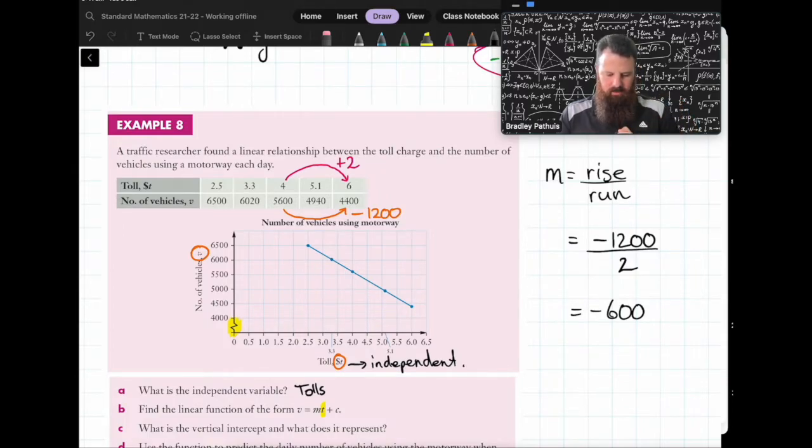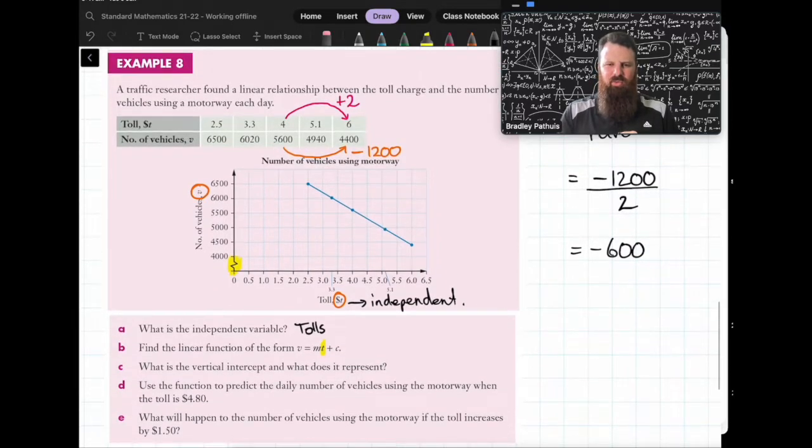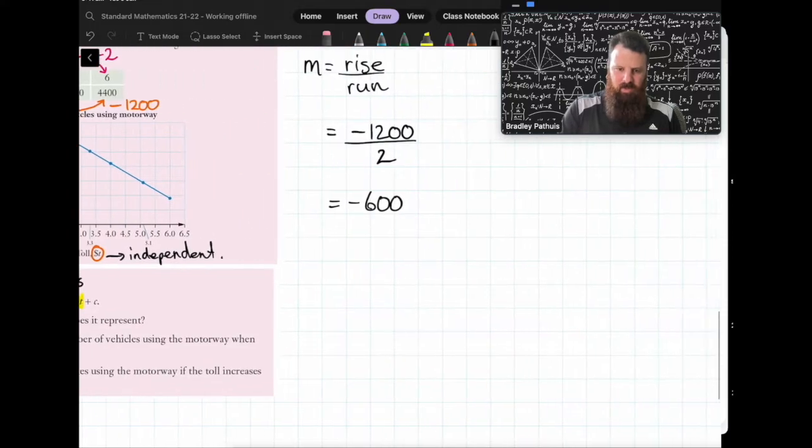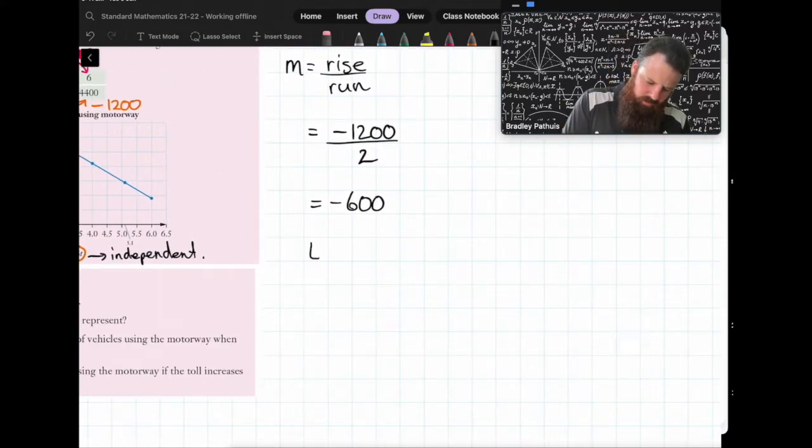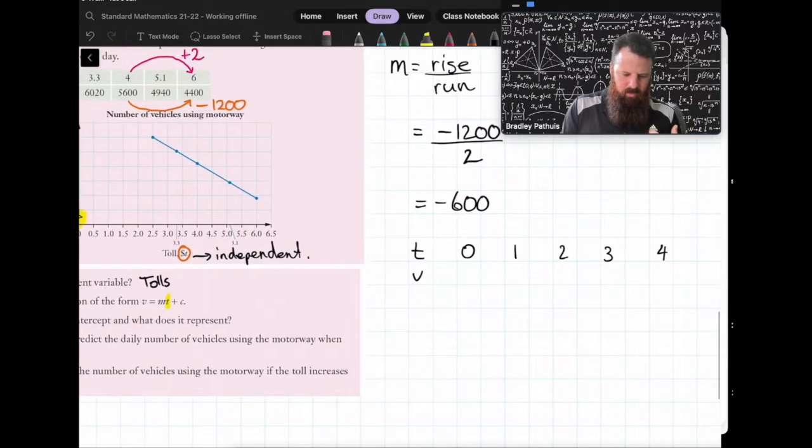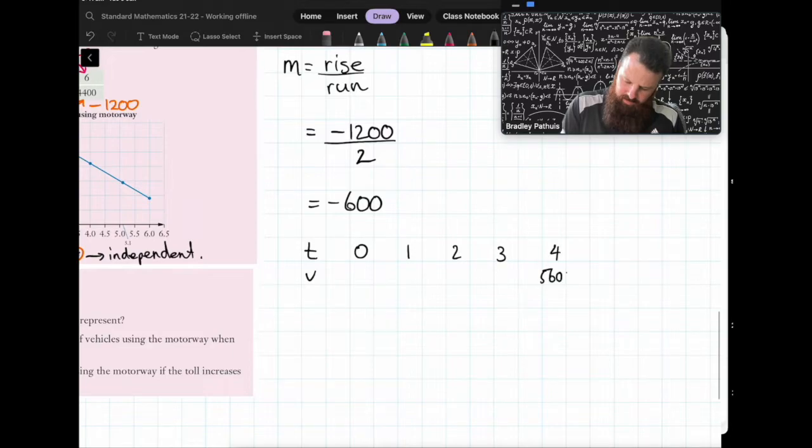Now, if I have a look at this, I don't have 0 anywhere on my table, or on the graph. I can't see where it physically crosses, so I'm going to substitute points in and solve from there. Let's do it two ways. So I'm just going to move this over here, so we know that we have the toll, and we have the vehicle, and I want to get to zero. I've got 1, 2, 3, and 4. We know when the toll was $4, there was 5,600 vehicles moving.